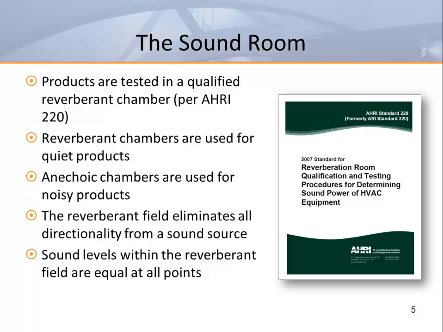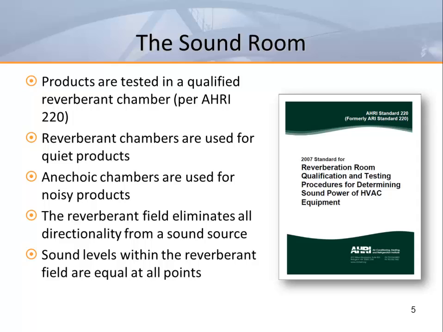In order to determine the sound power performance of a product, tests must be conducted in a controlled environment. There are two types of sound rooms, reverberant chambers and anechoic chambers. In our industry, all products are tested in reverberant chambers because this is the ideal environment for testing quiet products that tend to make humming, hissing, or rumbling noises.